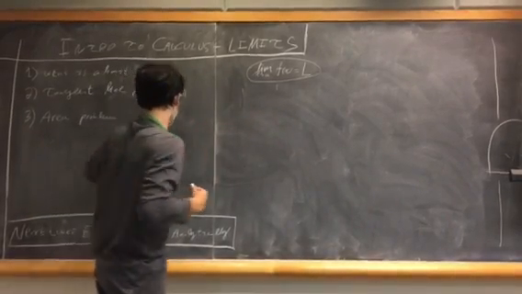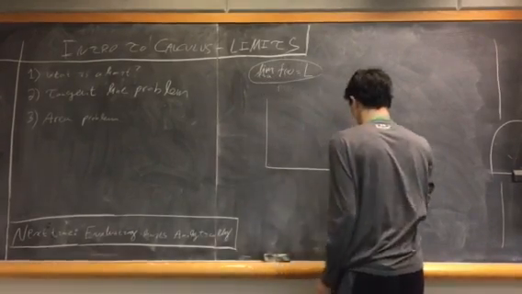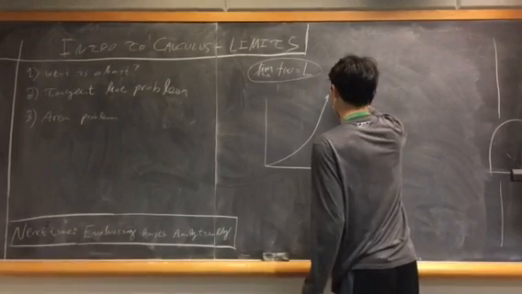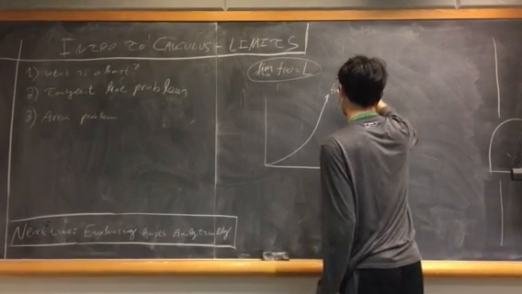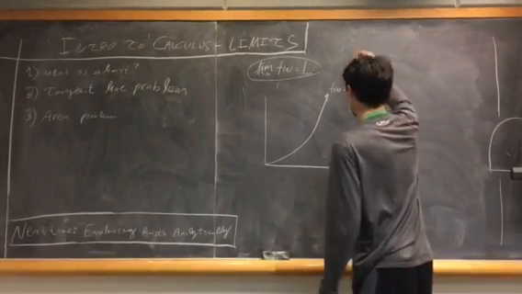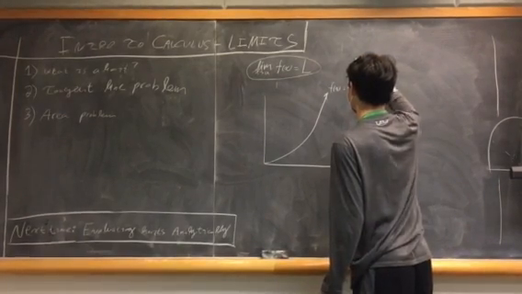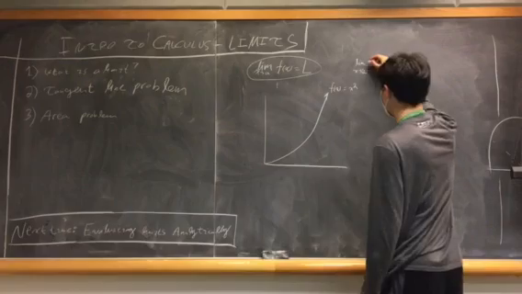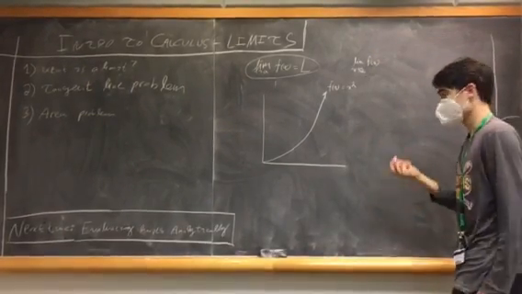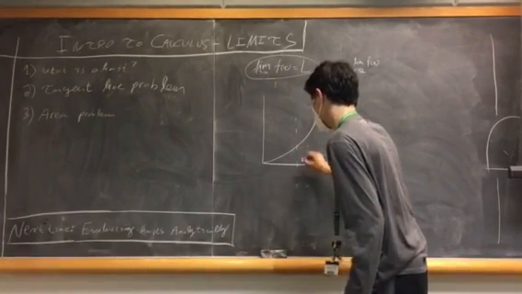So, let me draw a graph. We have, say, f of x equals x squared. What is the limit as x approaches 2 of the function f of x? So what we're looking for is, say, this is x equals 2.